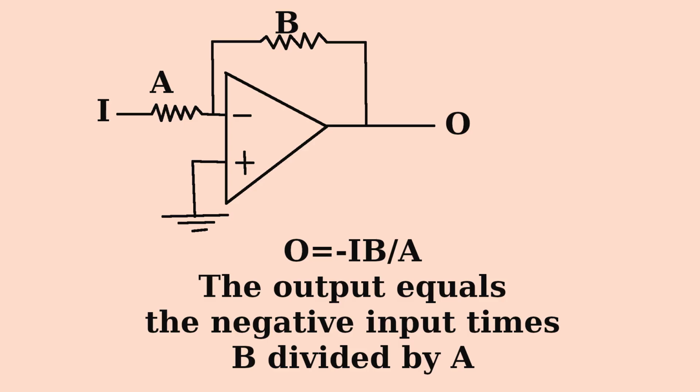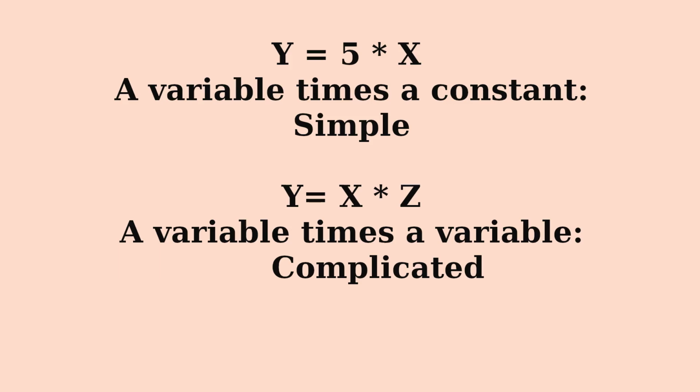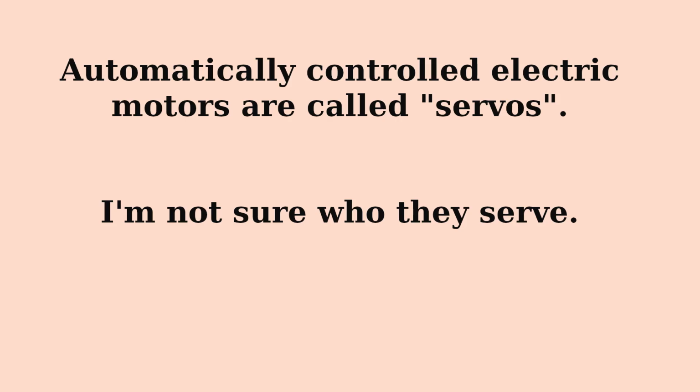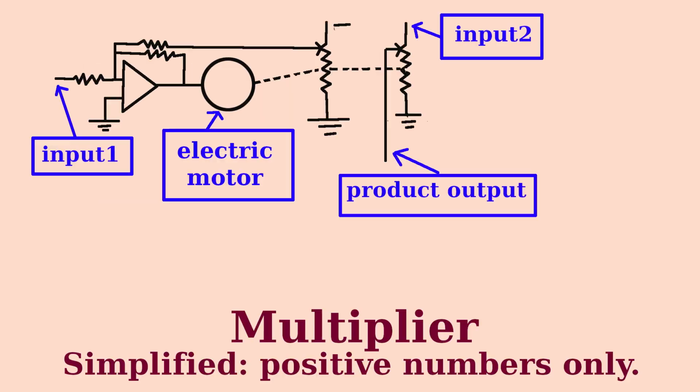The summer amp itself multiplies or divides the input by a negative constant. If the two numbers both change, that is, are variables, multiplication is more complicated. Several schemes, both mechanical and electronic, were developed for multiplying two variables. I believe the M9 had servo multipliers, motorized automatic control systems for multiplication.